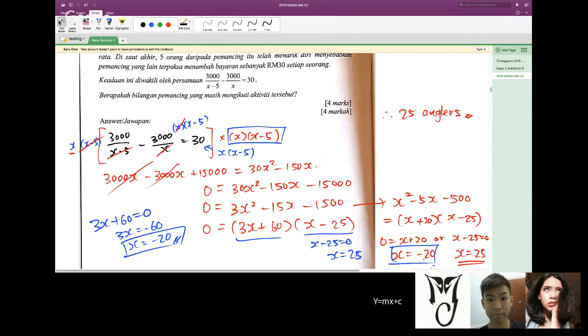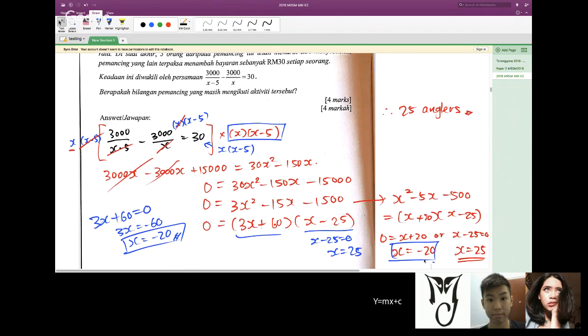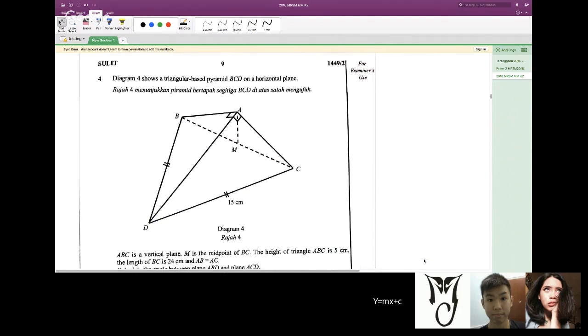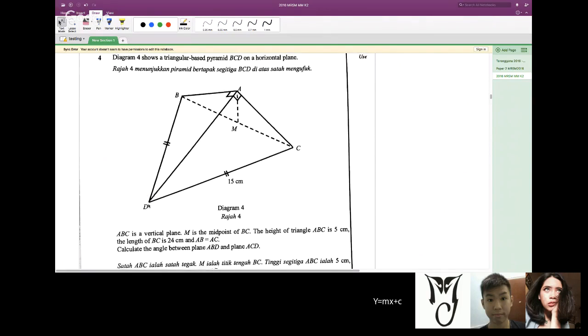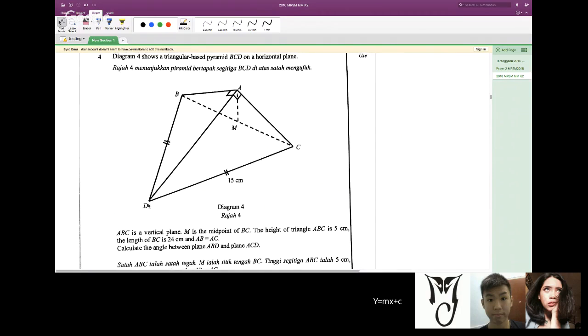All right, let me just move on to the next question. First you have to know this one is a 3D plan. Diagram 4 will show a triangular base, pyramids, and BCD is a horizontal plane, obviously. And ABC is a vertical plane. M is a midpoint of BC.